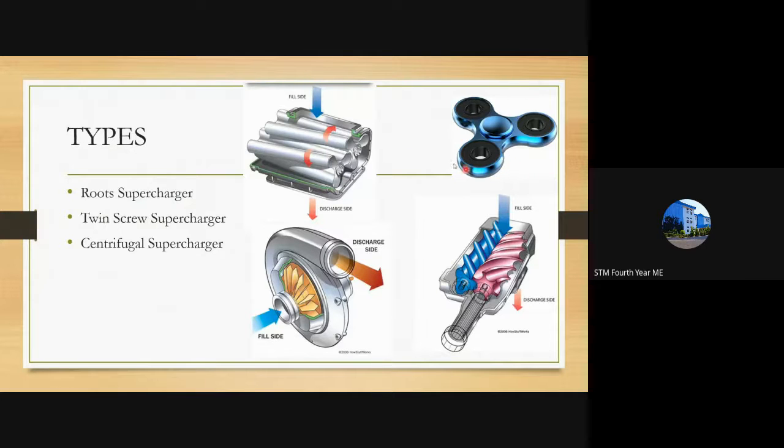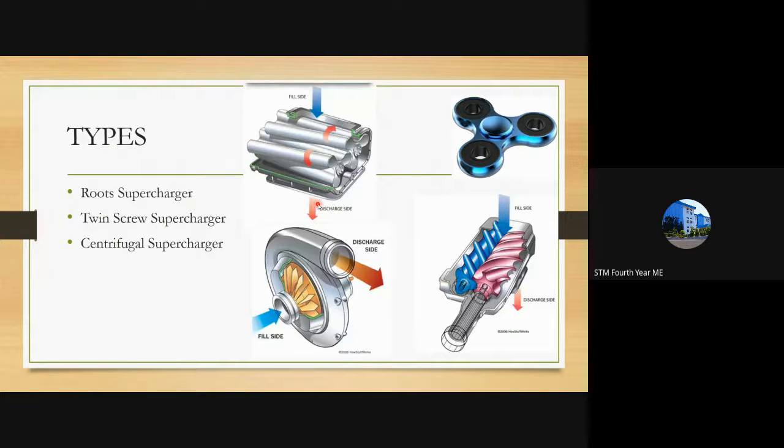This is called a spinner. You have seen it as a toy and all, and this is a spinner. In the shape of this spinner itself, the roots vanes are provided. This is the roots vanes. So these are also meshed together like the twin screw supercharger, and this then rotates to form the supercharger discharge.